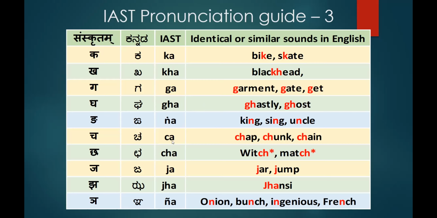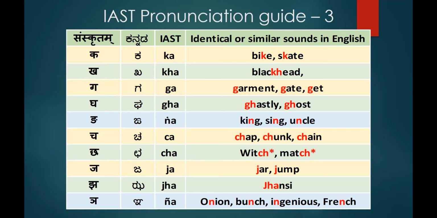Ca is CA. It is not ka. It is cha. Like in chap, chunk, chain. But in transliteration it is represented only as CA, not CH as in plain English. The sound that you are going to generate here is chap, chunk, chain, cha. But it is going to be represented in English transliteration as CA. Now, the Mahaprana version of it has an H in between, cha. This is not an exact match, but a very light match or a remote match. That is why we put an asterisk there.